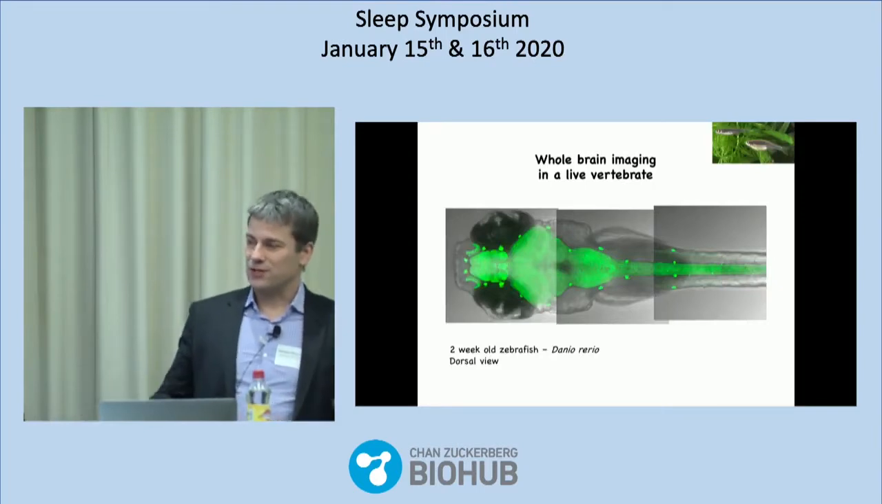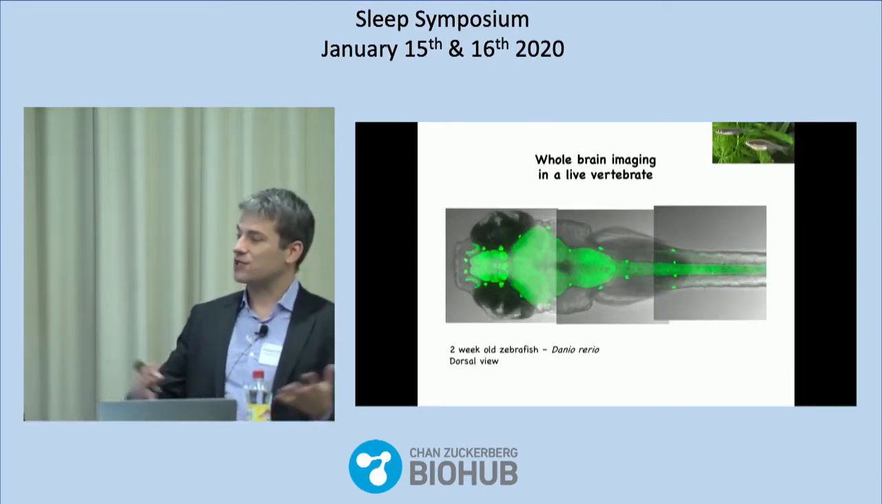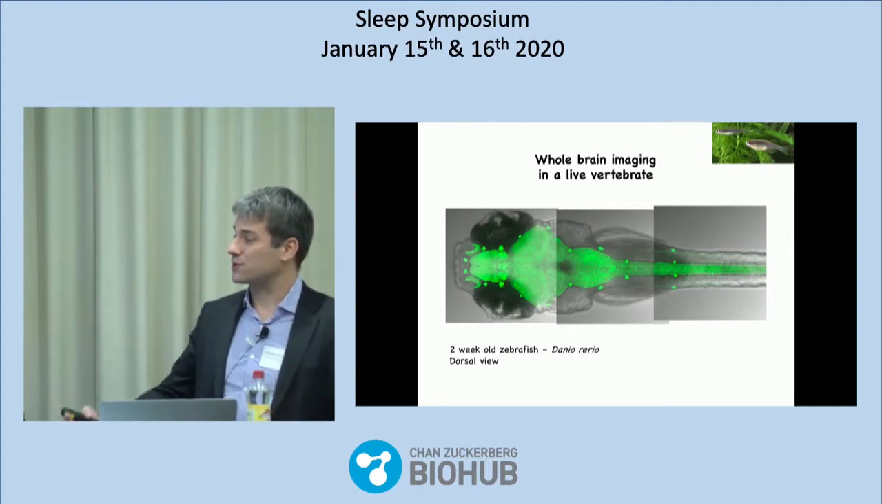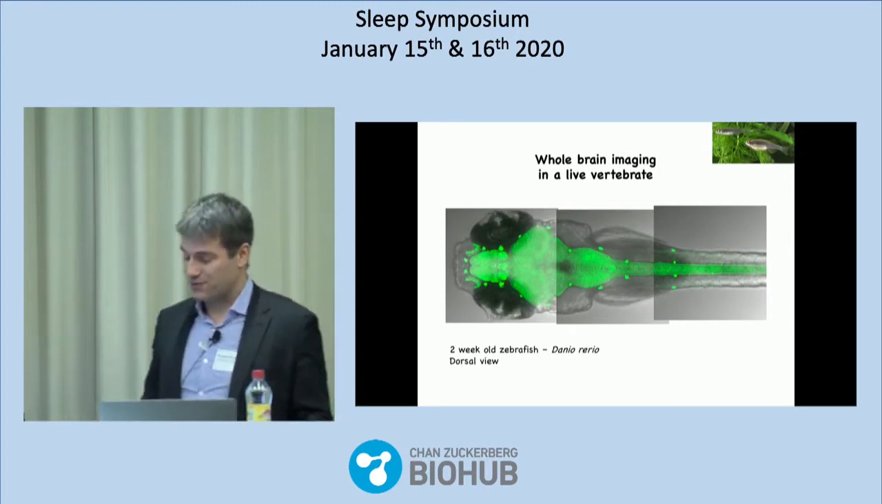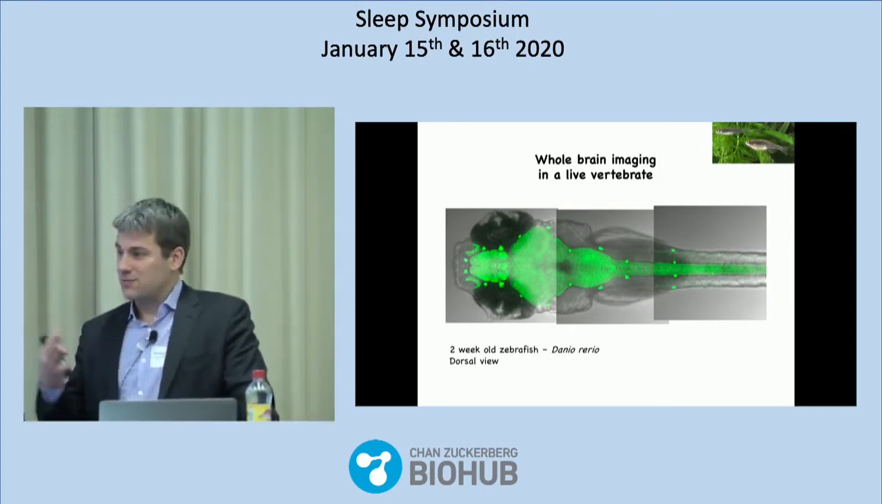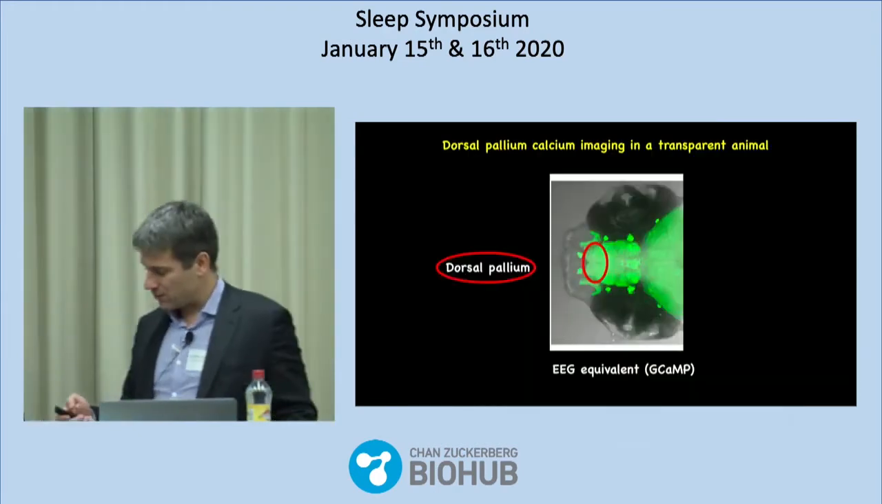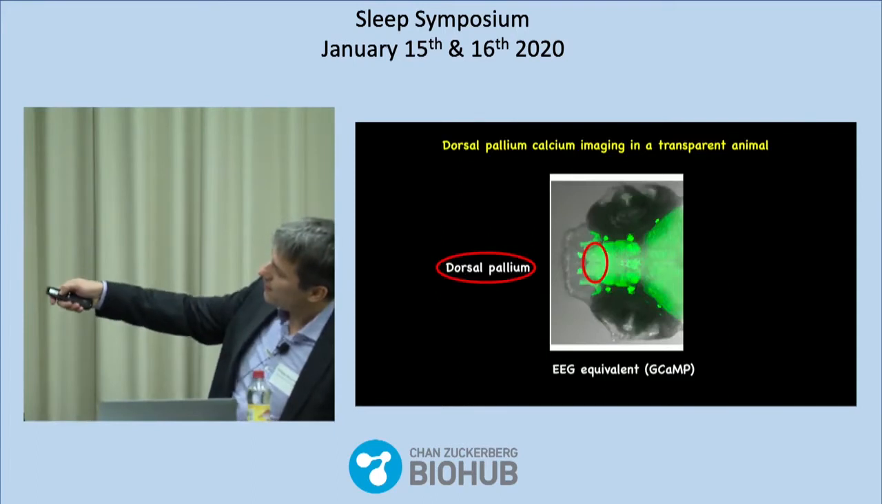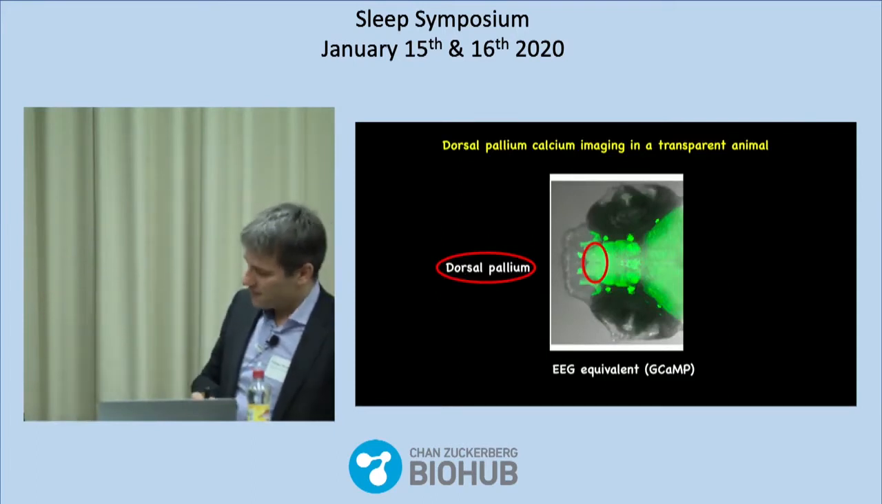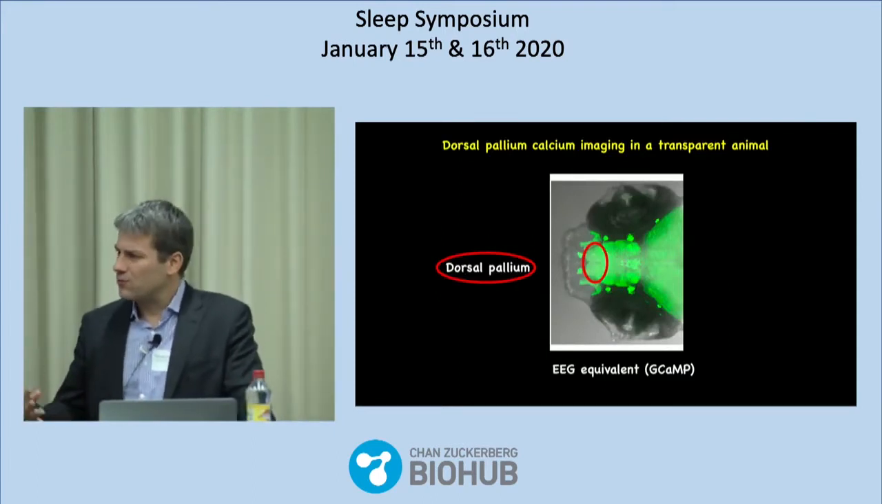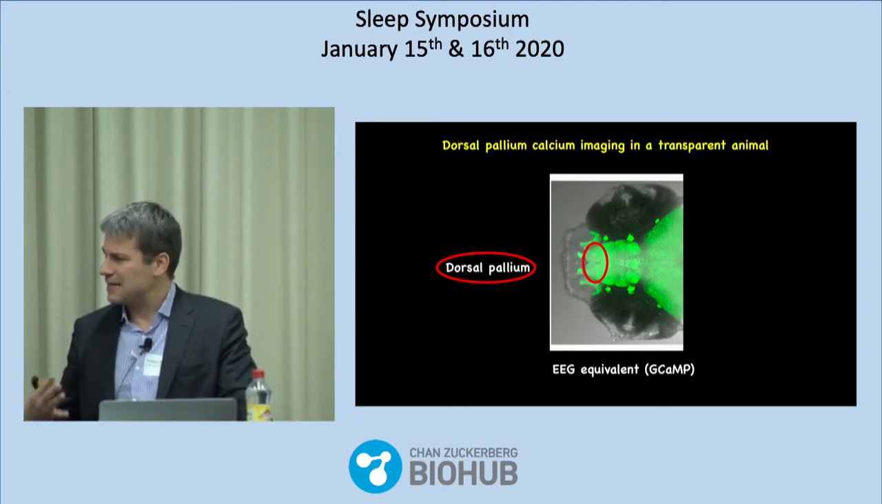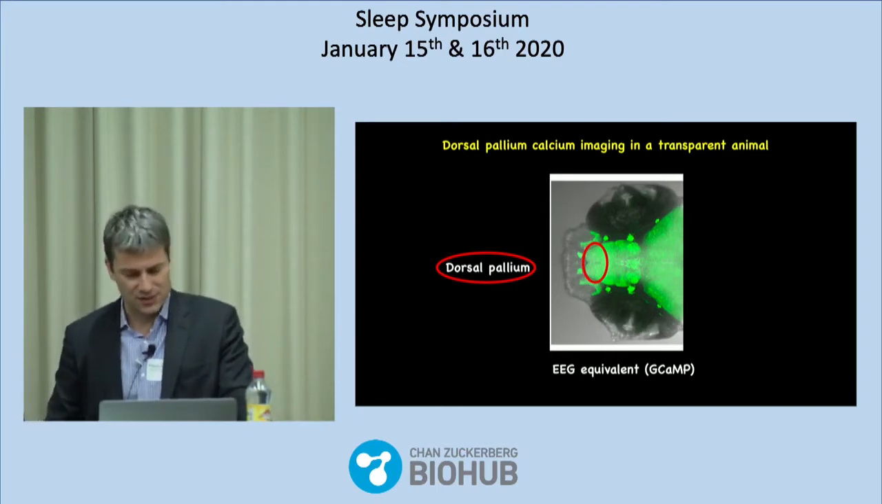So we use zebrafish. Why zebrafish? Because it's transparent. So imagine if you had a primate or human that was fully transparent, that would be neat. We have this with the fish. And again, it has a similar nervous system, similar genes, and we can look at the dorsal pallium, which is the analogous of the neocortex. So we wanted to know, can we pick up sleep neural signatures in this species?